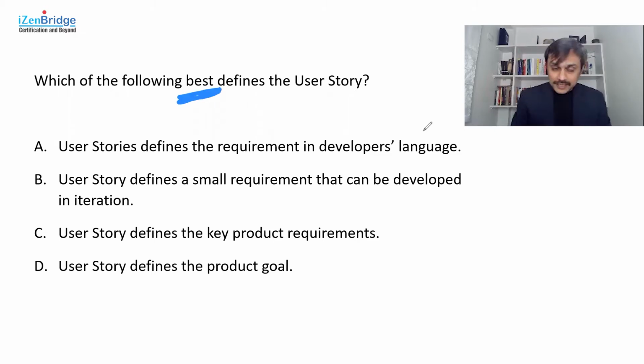Okay. Option A, user story defines the requirement in developer's language. B, user story defines a small requirement that can be developed in iteration. C, user story defines the key product requirements. D, user story defines the product goal. I think it's a simple question, but maybe the choices are tricky. I pause and let you pick up your choice, and then I talk about my opinion.